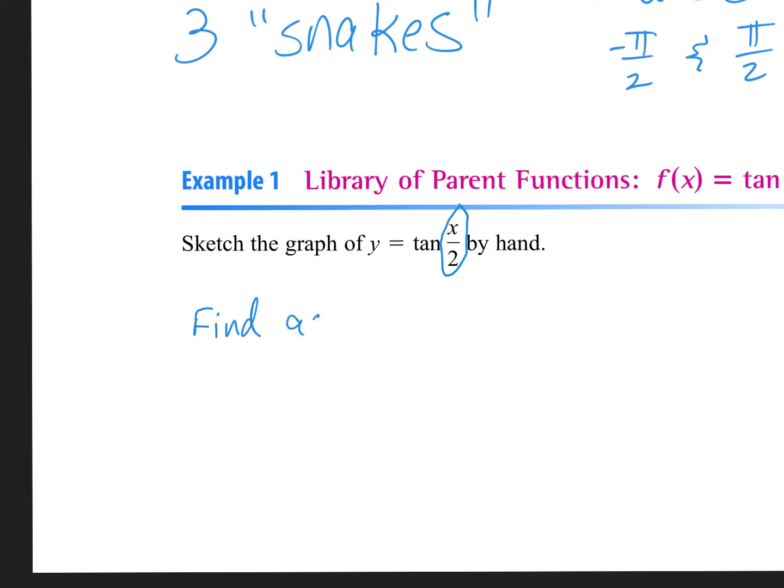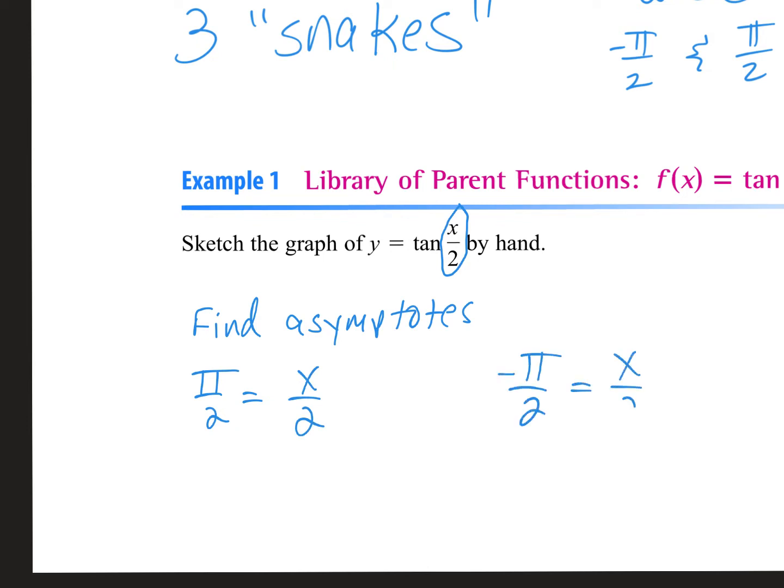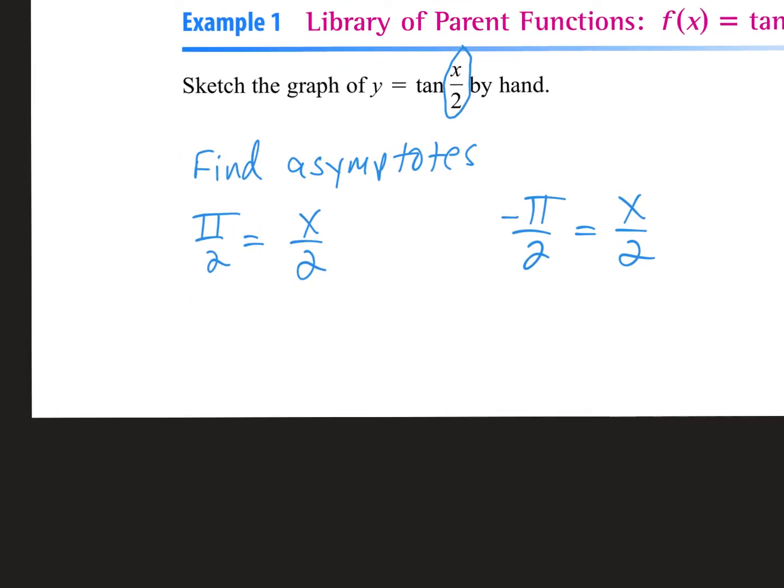Find asymptotes. And how many do we need? 4, right? Originally, you're going to be able to find 2 of them right at the beginning. You take whatever is with x and you set it equal to pi over 2. And what else do you think? Negative pi over 2. There you go. If there's nothing there, then it would just be x equals pi over 2 and negative pi over 2.